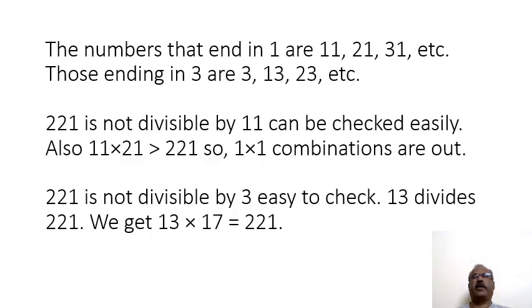The numbers that end in 1 are 1, 11, 21, 31, etc. Those ending in 3 are 3, 13, 23 and so on. 221 is not divisible by 11 can be checked easily. Also, 11 times 21 is going to be greater than 221. So the combination of multiplying two numbers that end in 1 is ruled out. 221 is not divisible by 3 is easy to check. 13 divides 221. We get 13 times 17 equal to 221.